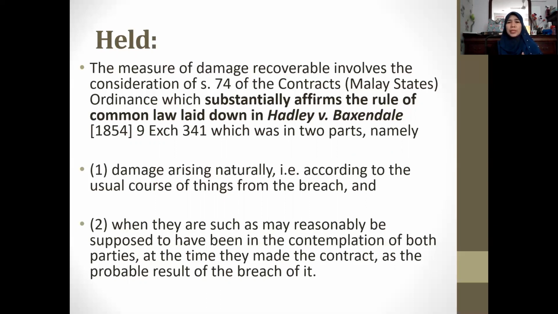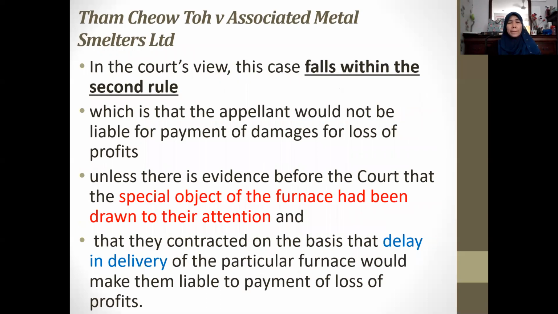Now the second part: when they are such as may reasonably be supposed to have been in the contemplation of both parties at the time they made the contract as the probable result of the breach of it. So it's in their contemplation. They know that if the furnace doesn't reach this specific temperature, it won't serve the purpose for which it was bought by the respondent.